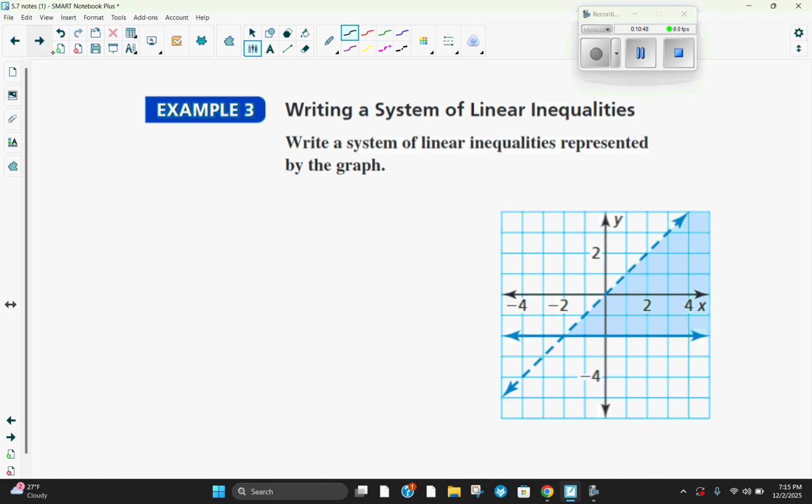So this guy right here, this horizontal line, and it intercepts at -2. So y is always -2, and it's a solid line, and the shading is above. So I'm going to say y, and above means greater. It's solid, so it has the equal, and then the intercept, so it's y greater than or equal to -2.